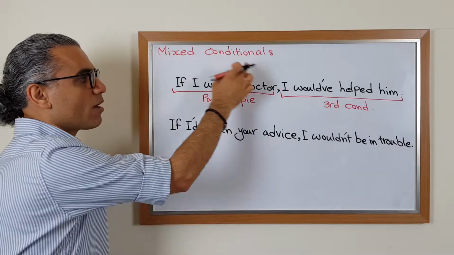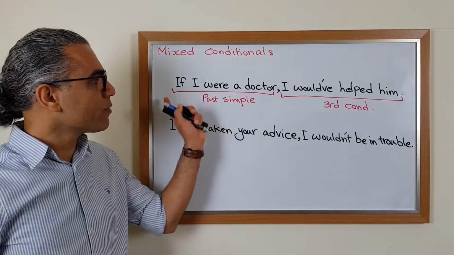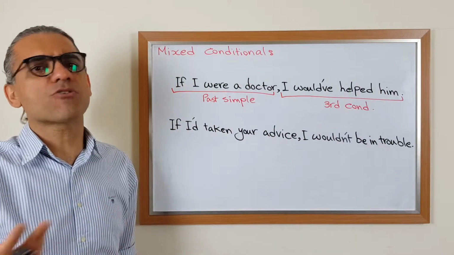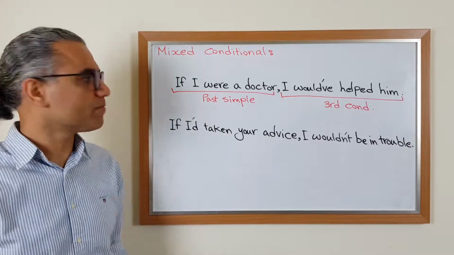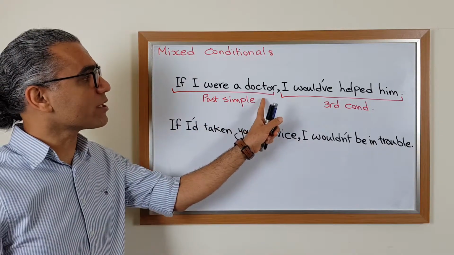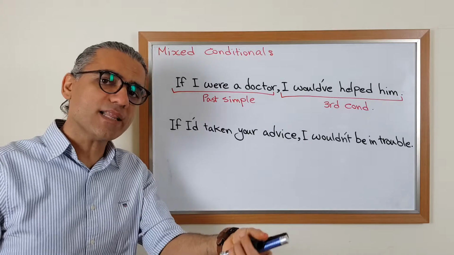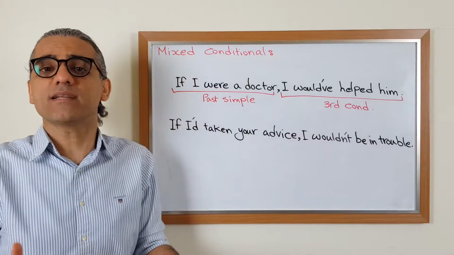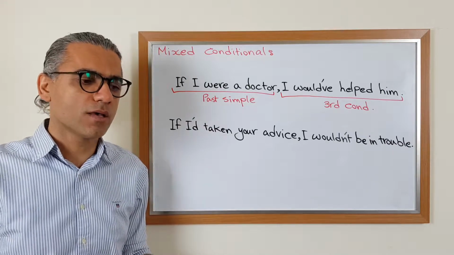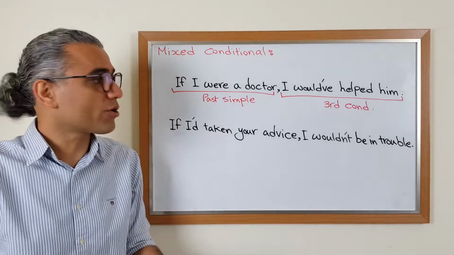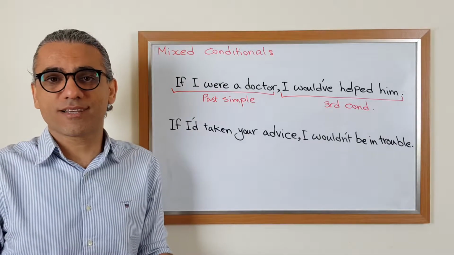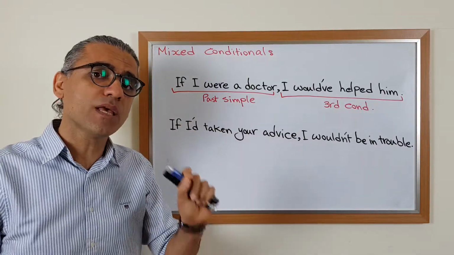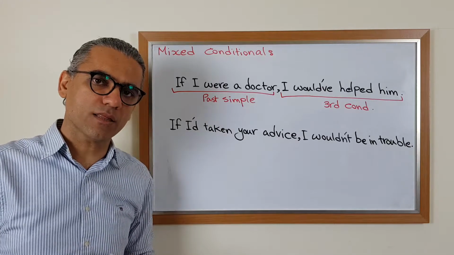So this belongs to the second conditional because we are generally stating an imaginary assumption, because I'm not a doctor. If I were a doctor, but in the consequence, we had a situation in the past. I would have helped him. It means someone needed help at some time in the past, and I would have helped him or her, but I'm not a doctor. So if I were a doctor, generally, I would have helped him in that particular situation in the past.